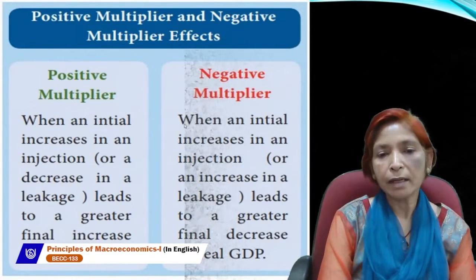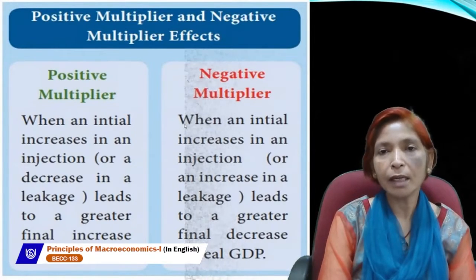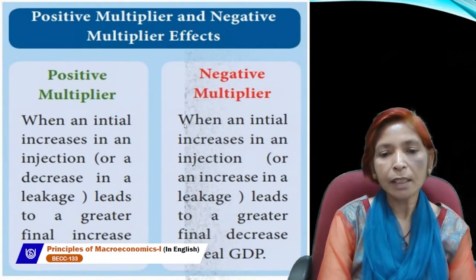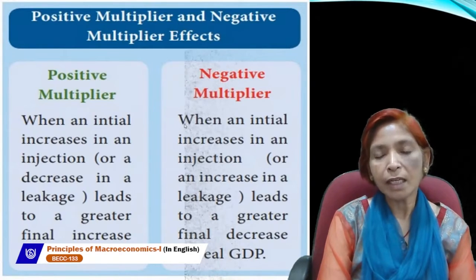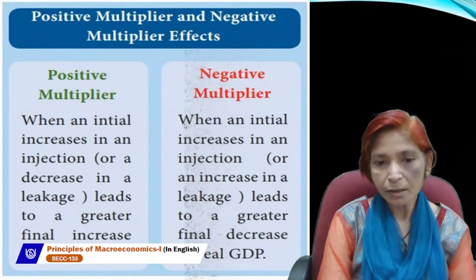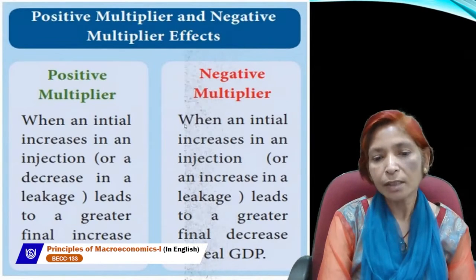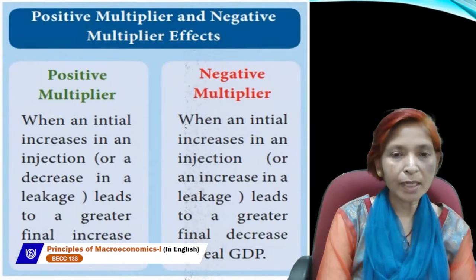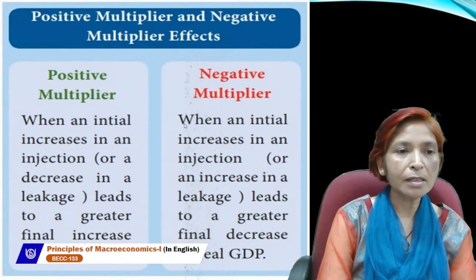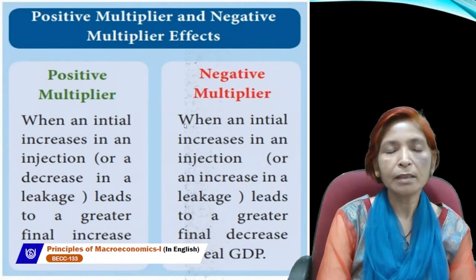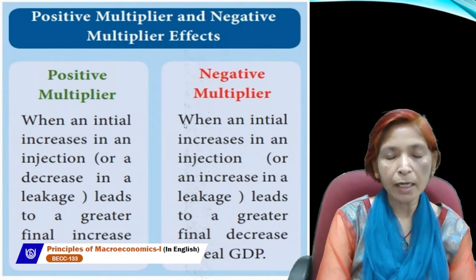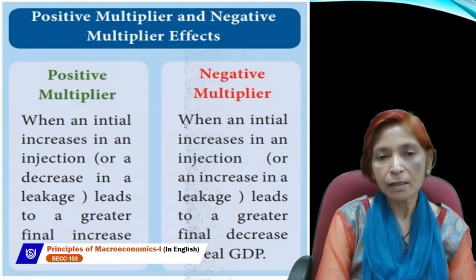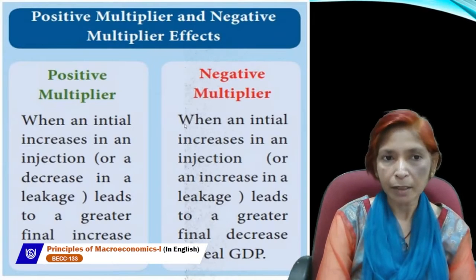And negative multiplier is when an initial decrease in an injection or increase in a leakage leads to a fall in real GDP. In other words, we can say that if income increases due to increase in investment, that will be called positive multiplier. And if income falls due to fall in investment, that will be called negative multiplier.